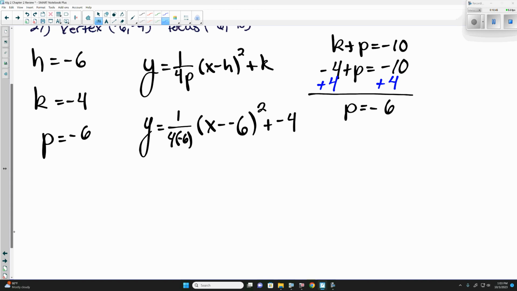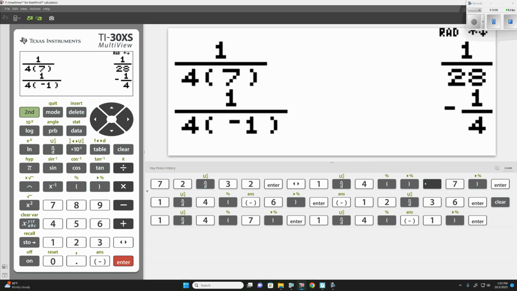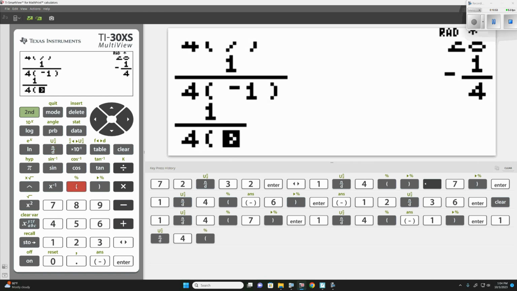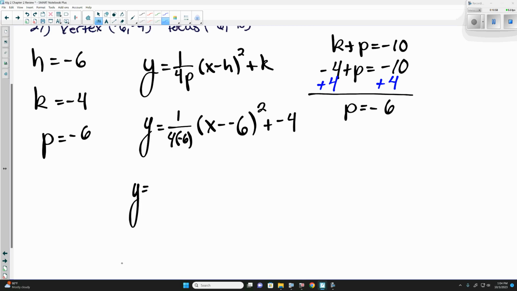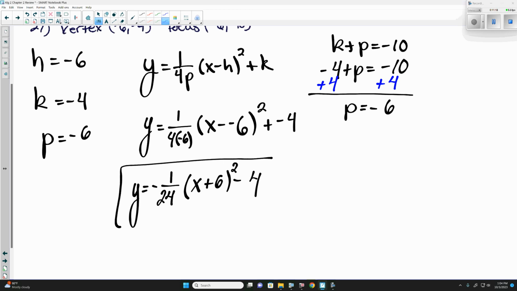So we plug it in. Now we could plug that in a calculator. 1 over 4 parentheses negative 6, close parentheses is negative 1/24. Negative 1 over 24. Now this one here, we're not going to leave it as minus negative 6. We would change it to x plus 6 squared. And we won't leave it as plus negative 4. We'll just say minus 4. And that's it.